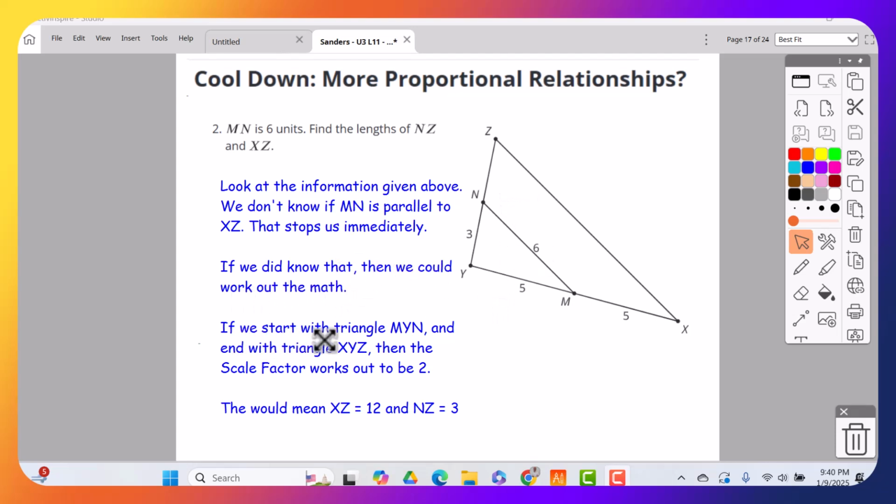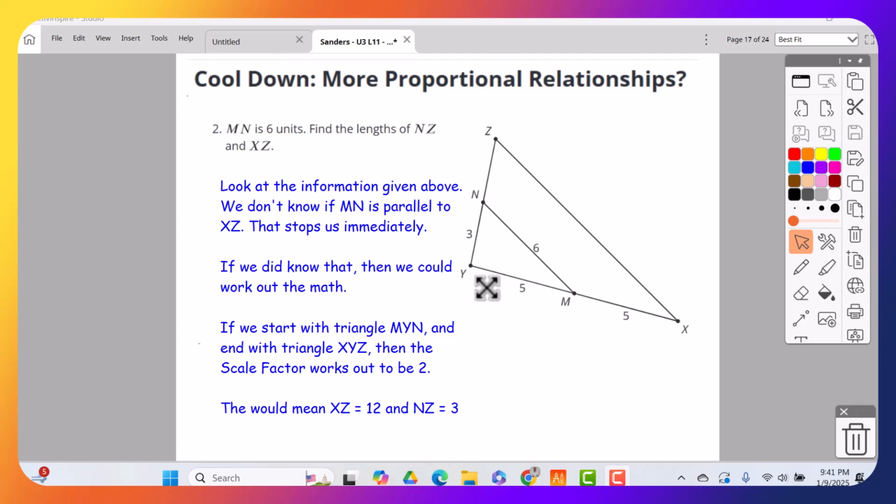So if we start with triangle MYN and end with triangle XYZ, then the scale factor works out to be 2, because 10 is twice 5. That's one example of it. This would mean that XZ is equal to 12, because it has a scale factor of 2. 6 times 2 is 12. And NZ is equal to 3 because this needs to be doubled right here.